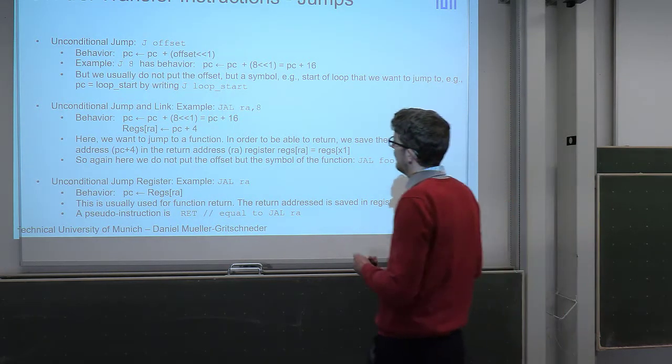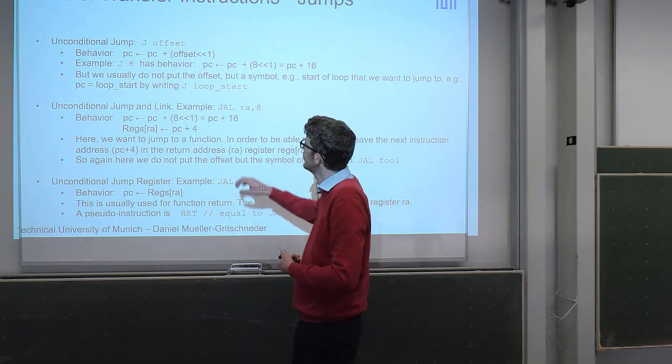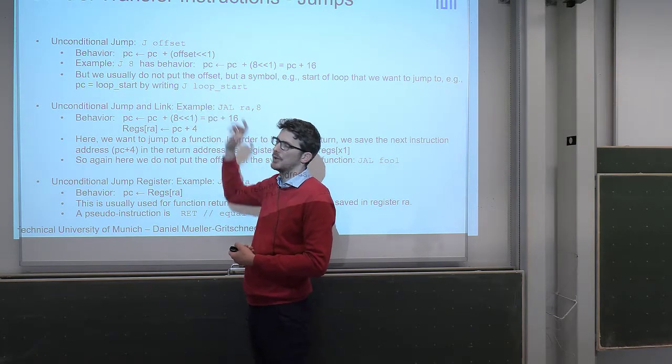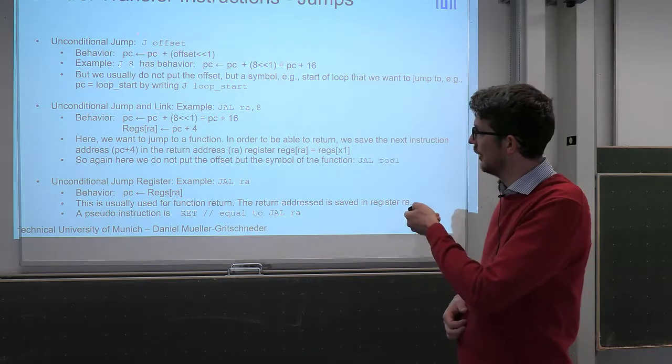If you're writing assembly code, usually you don't have to compute what this offset is. You rather put some symbols into your code, and then you can just say, I want to jump to the symbol, and the assembler will find out what the offset is to get there.